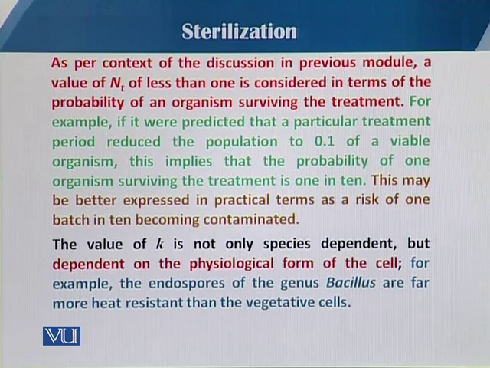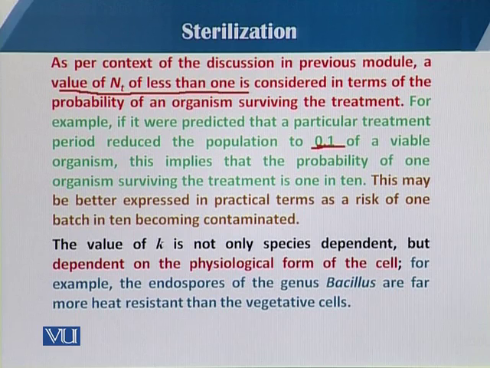In this module, we will continue our discussion on sterilization kinetics. As we saw in our previous module, the value of NT, the survivors, can be less than 1. If we draw the kinetics, we can reach a value of NT of 0.1. So 0.1 is the survivors, the viable organisms. This implies the probability of one organism surviving the treatment is 1 in 10.